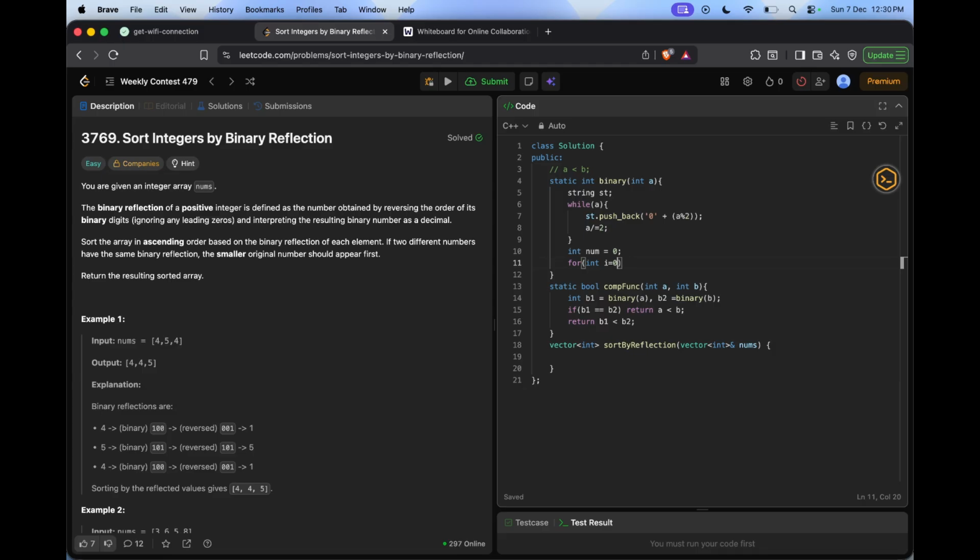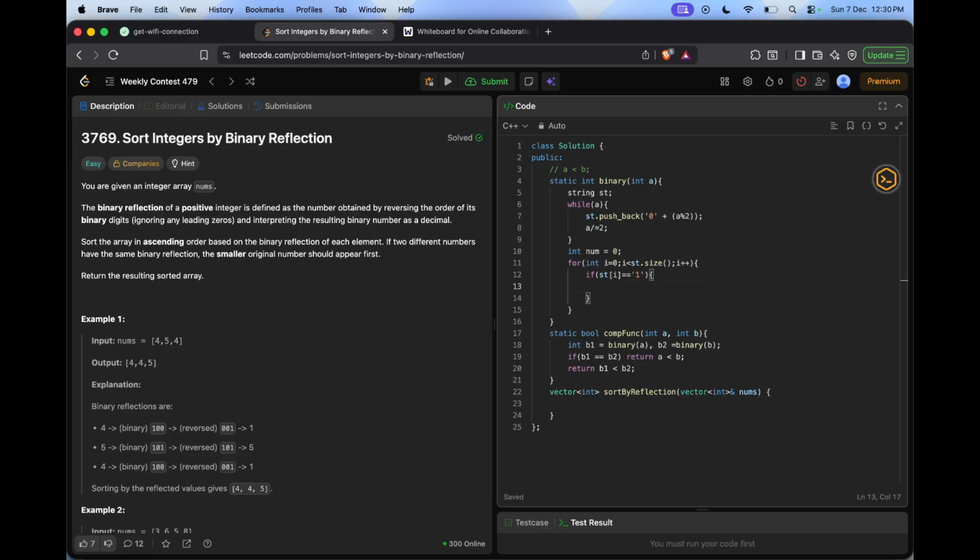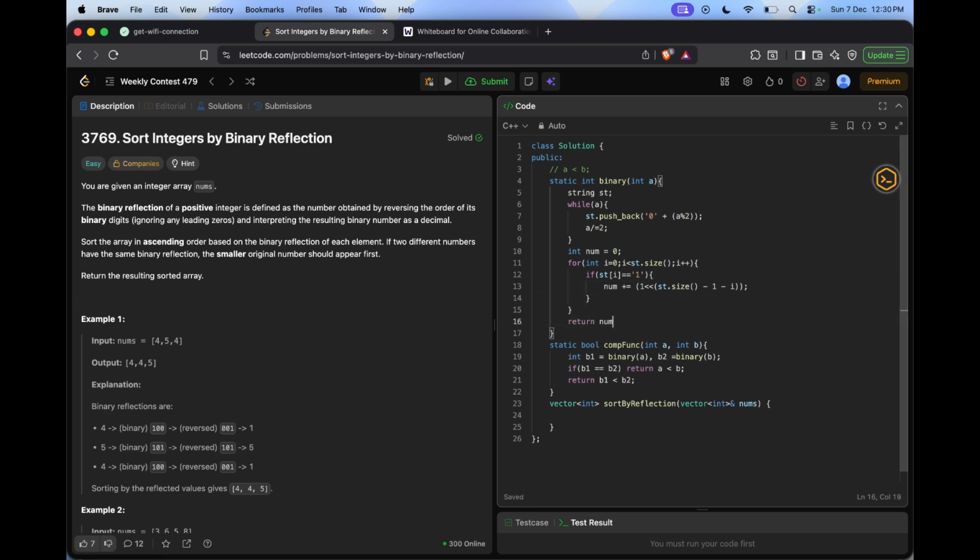So start from the 0th index. For each character that is 1 inside our string, we add 2 to the power st.size minus 1 minus i. That is, for the 0th index, the maximum possible bit, and for the first index, the second maximum possible bit. Now return this particular value.